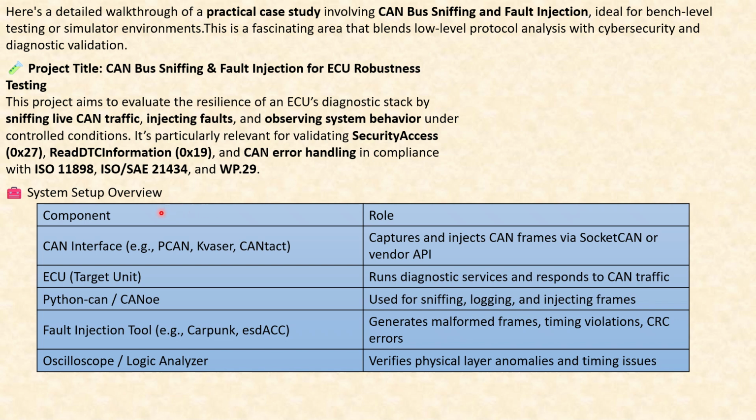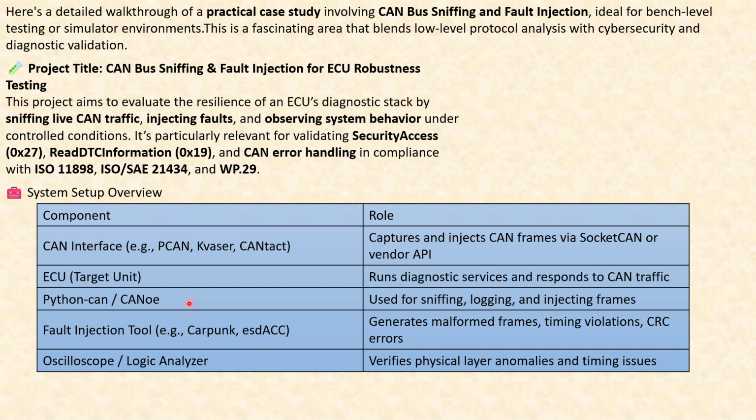All right, now we will talk about the system setup overview in this table. What is the component and what is the role? The first important component is of course the CAN interface, because we are doing the CAN sniffing. And what is its role? It captures and injects CAN frames via SocketCAN or vendor API. Next important component is the ECU, which runs diagnostic services and responds to CAN traffic.